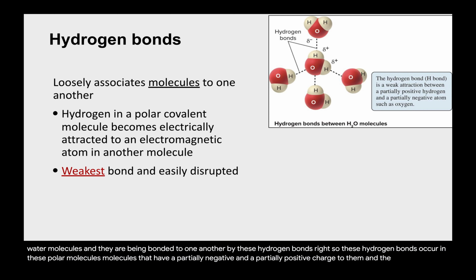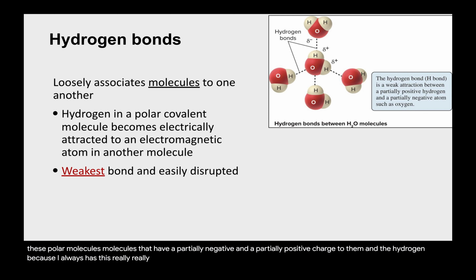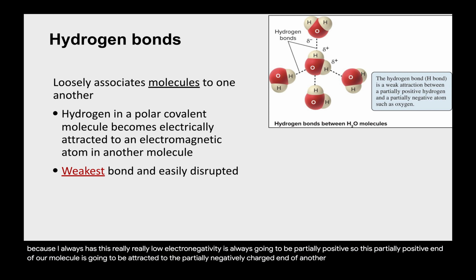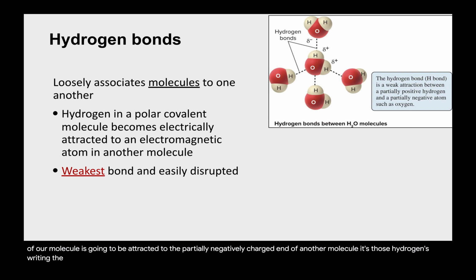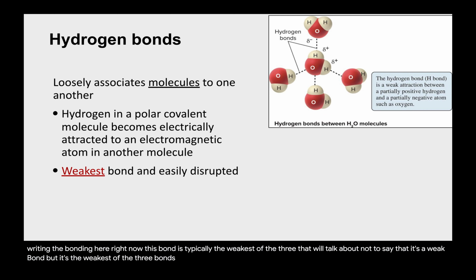And the hydrogen, because it always has this really low electronegativity, is always going to be partially positive. So this partially positive end of our molecule is going to be attracted to the partially negatively charged end of another molecule. So it's those hydrogens driving the bonding here. Now this bond is typically the weakest of the three that we'll talk about. Not to say that it's a weak bond, but it's the weakest of the three bonds, and it can be easily disrupted.